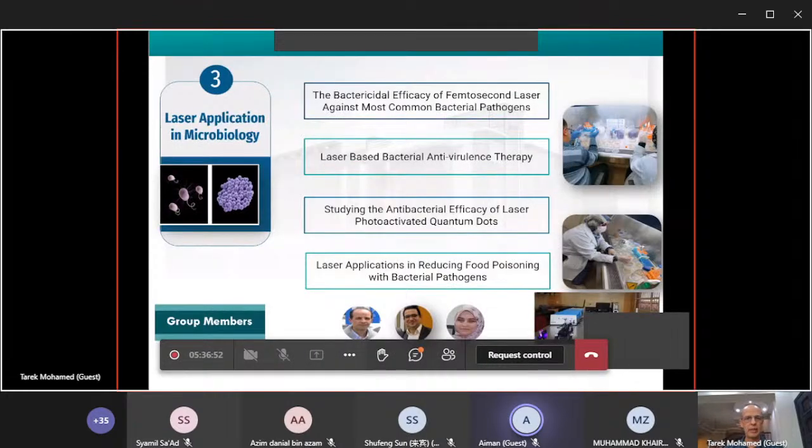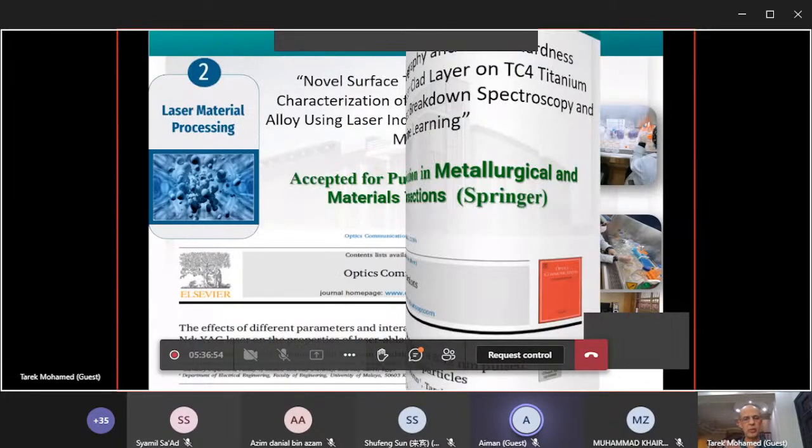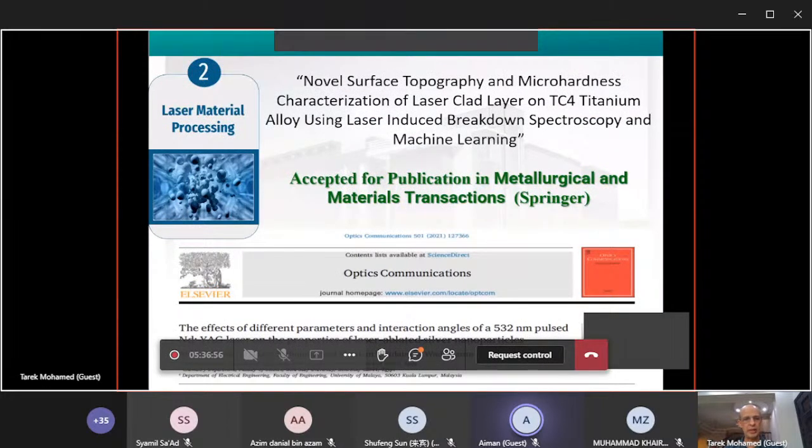Here is some publication. We did something in optic communication, and we have another publication about novel surface topography and the micro hardness characterization of laser clad layer on TC4 titanium alloy using laser-induced breakdown spectroscopy. This is already accepted in one of the good journals, Springer.